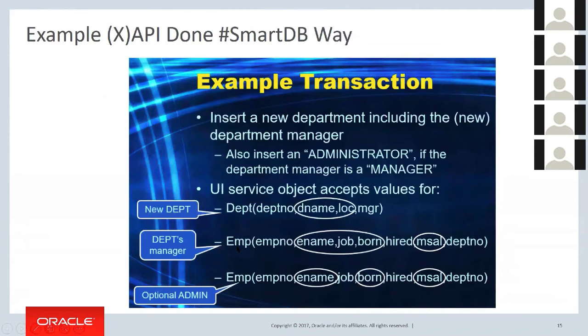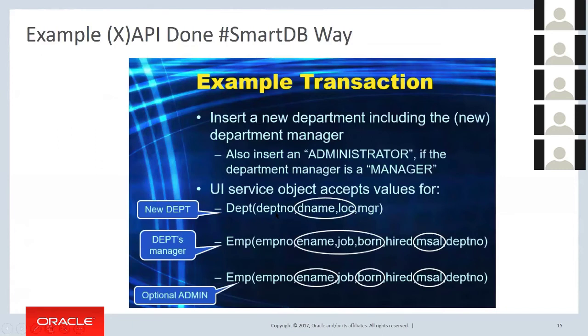And if that's actually whose job is a manager, then I would also have to insert a second employee, an administrator, all in one go, because these are business rules and I want to adhere to all the business rules. Transactions should not leave the database in a state that doesn't adhere to business rules. If you now look at all the columns in these tables, I've put circles around what the user needs to input. And all the rest can be derived.